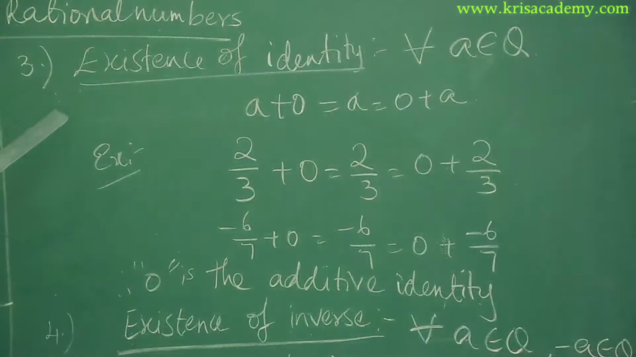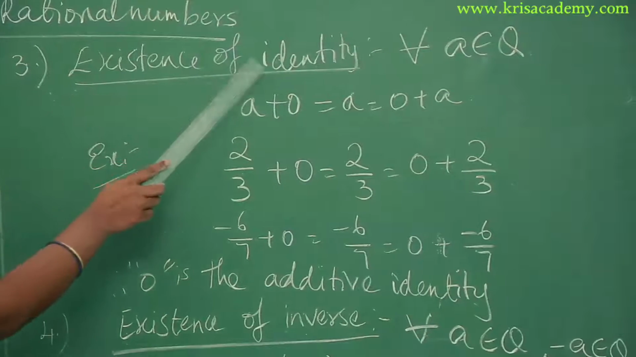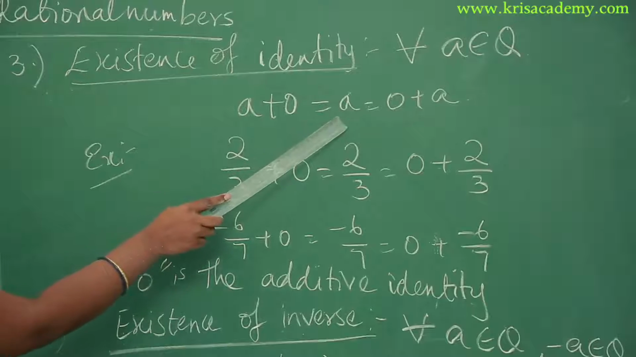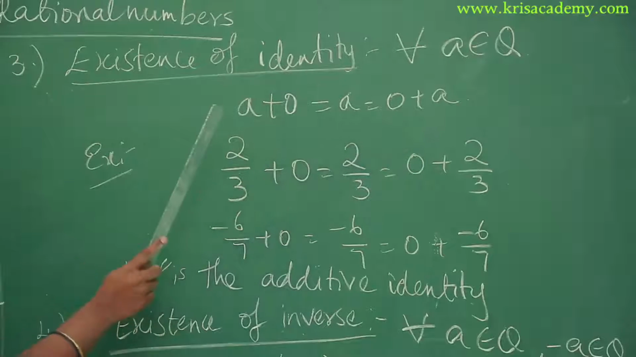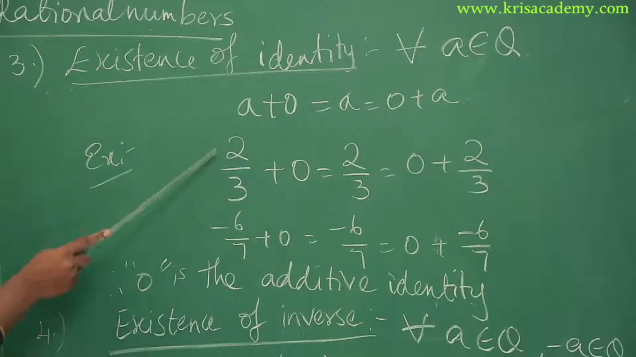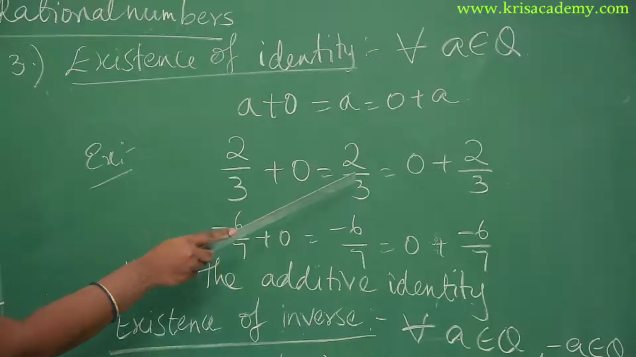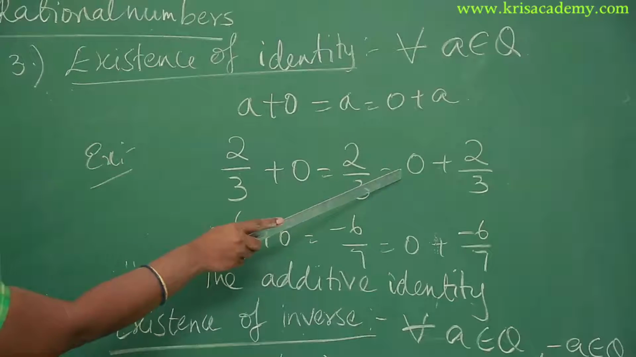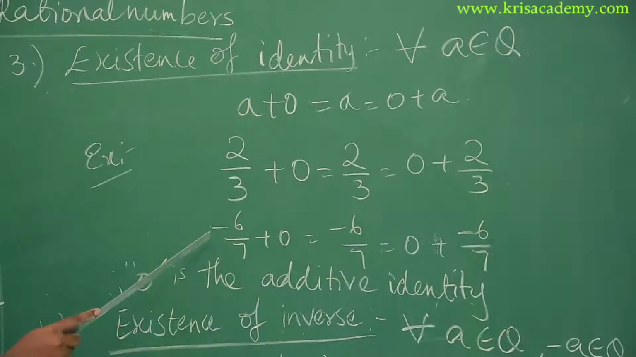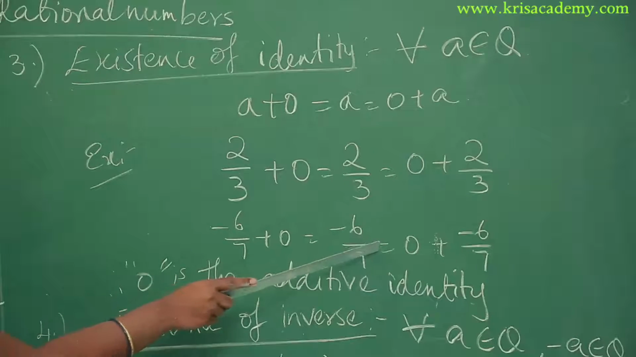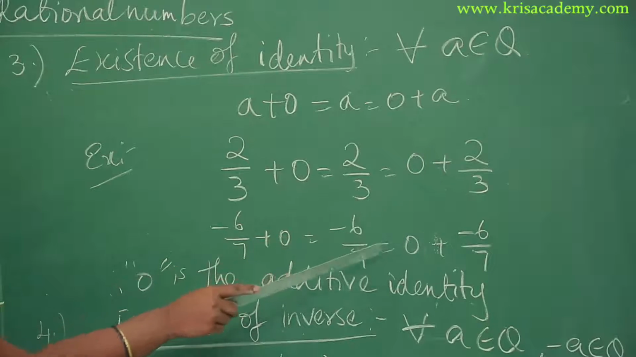Next, the third property is existence of identity. For all a belonging to Q, a plus 0 is equal to a, which is equal to 0 plus a. A is nothing but a rational number. So let us take an example: 2 by 3 plus 0 is equal to 2 by 3. 2 by 3 is equal to 0 plus 2 by 3. One more example is minus 6 by 7 plus 0 is equal to minus 6 by 7. Minus 6 by 7 is equal to 0 plus minus 6 by 7.